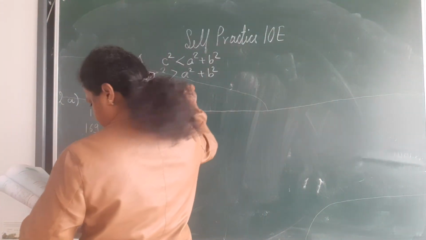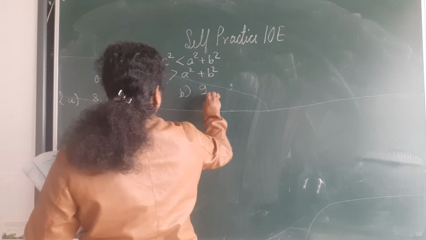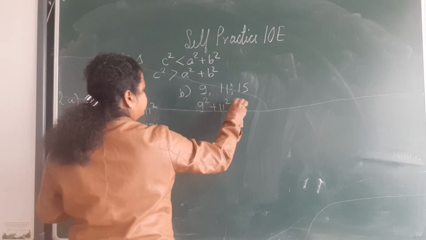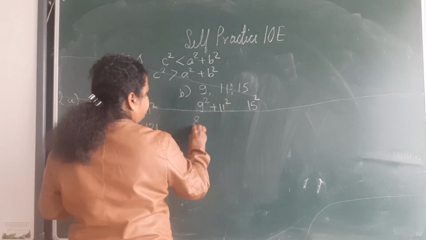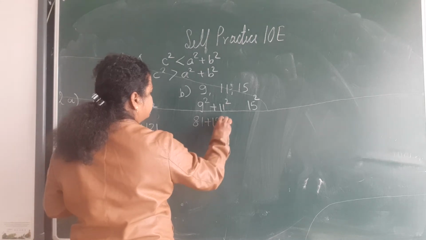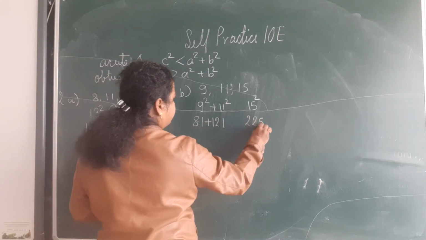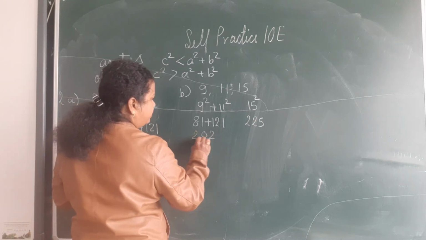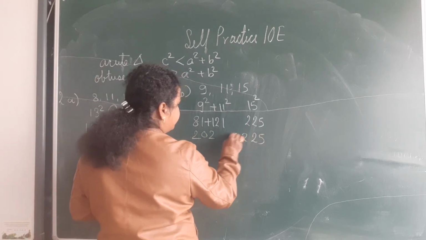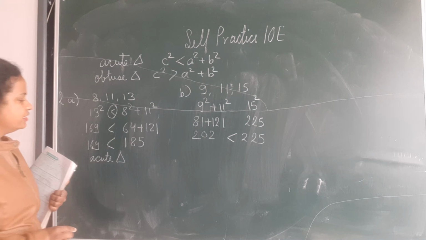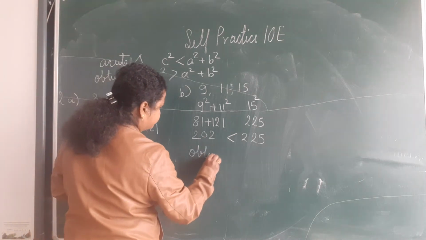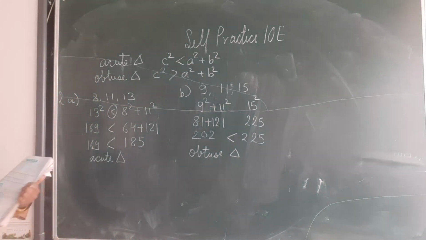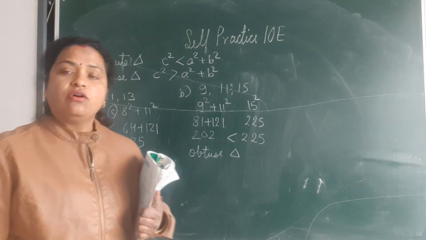Now see the B part. 9, 11, 15. So 9 square plus 11 square, and 15 square. 81 plus 121 is 202, and here it is 225. Which is greater? C square is greater, so it is an obtuse triangle. Here c is smaller, so it is acute; there c is greater, so it is obtuse.